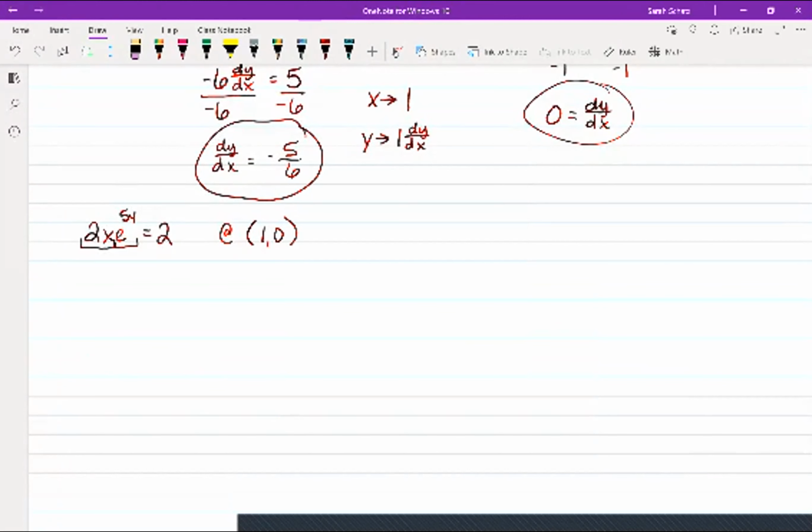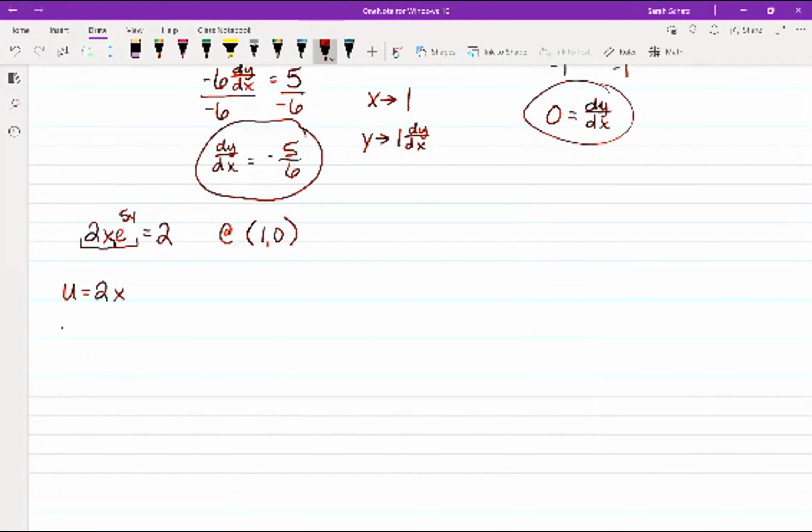Okay. Anyway, so we have a u and v. So u is going to be 2x, which means that du is 2. And v will be your e to the 5y.